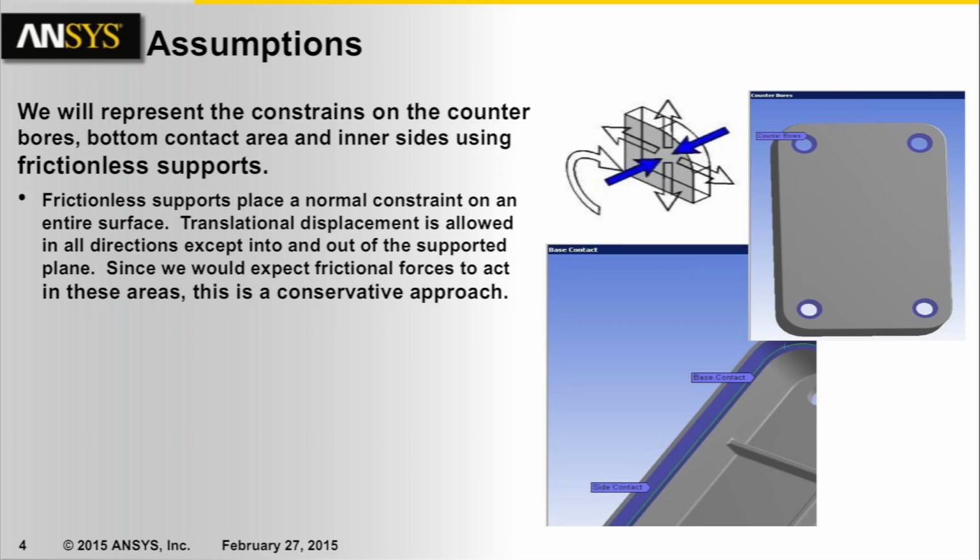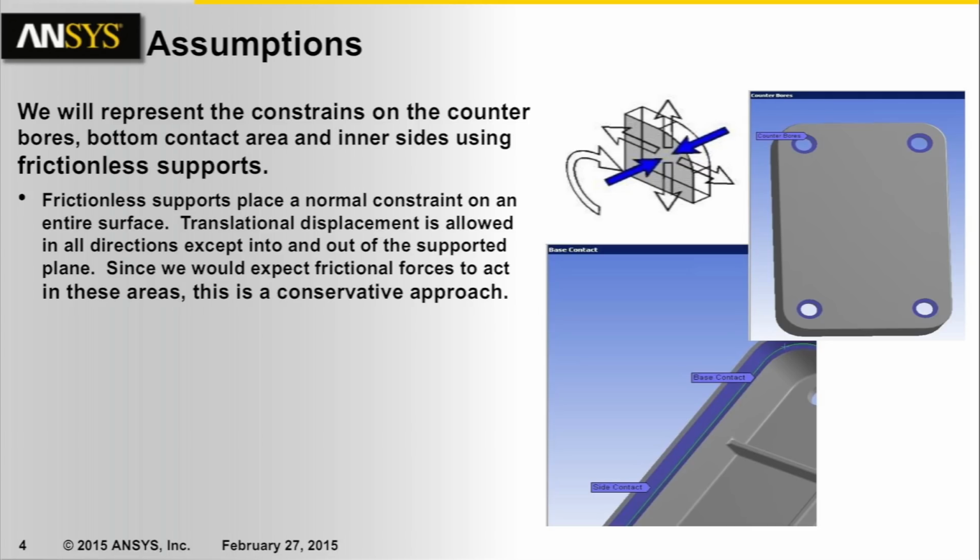Alright, so now we're going to discuss the assumptions that we're taking in this simulation. What we're going to do is represent the constraints on the counterbore's bottom contact area and inner sides using frictionless supports. This is where the cover will be in contact with the screws that are holding it down, as well as the other part that it's attached to. We're using frictionless supports because they place a normal constraint on the entire surface.